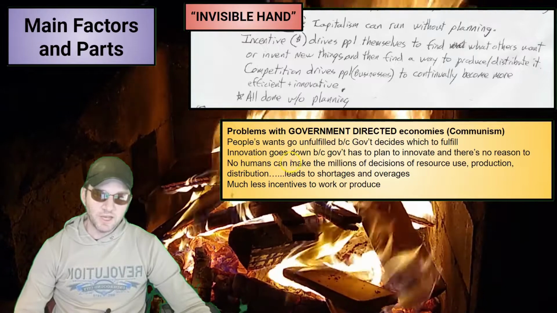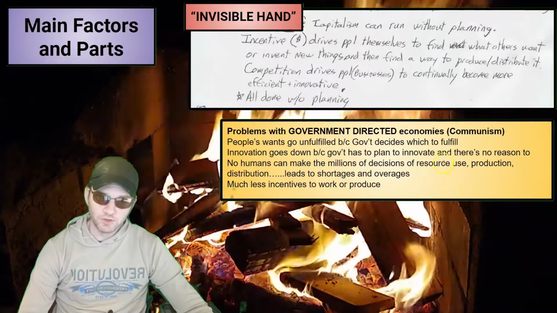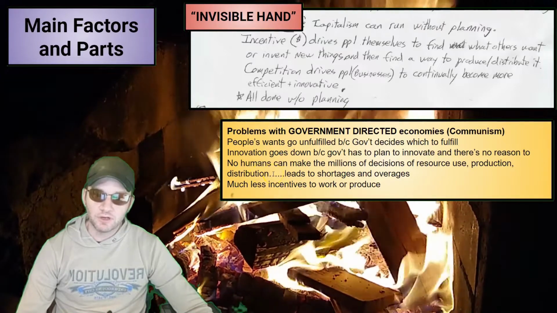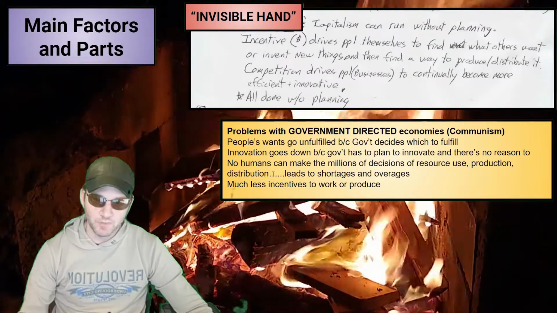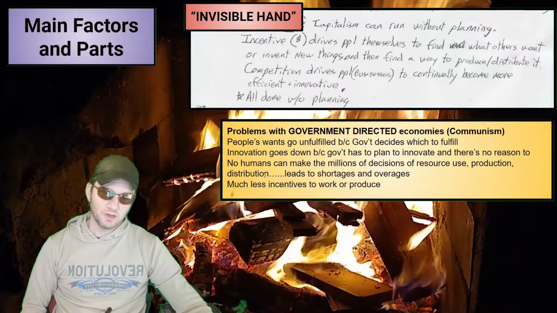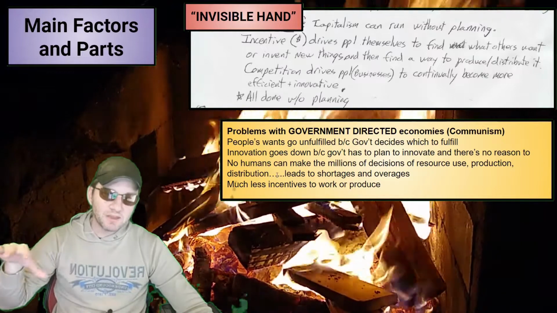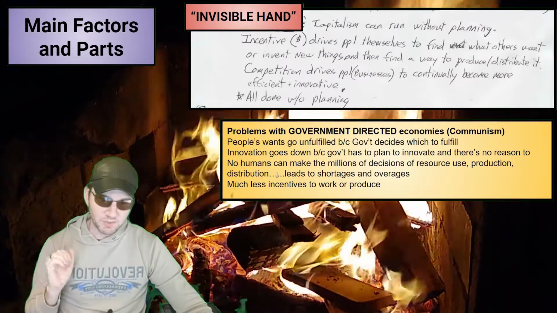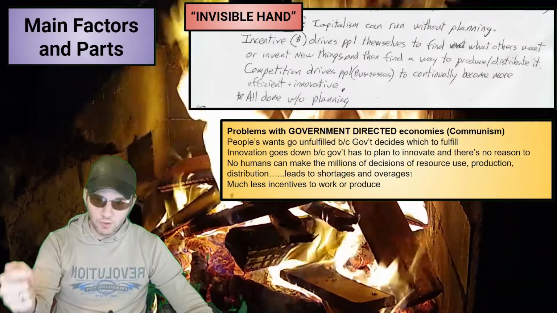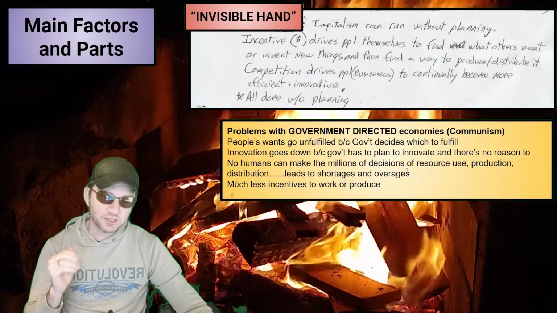In order to run any economy, there are millions of decisions, millions of resource use decisions, production use, where to distribute, when to distribute. Billions of economic decisions are made every single day in the United States. Billions upon billions. No group of humans can do it efficiently. And when a little group of humans tries to make the major decisions in a country and run the economy, like under a communist government, it always leads to shortages, overages, people don't get what they want, they don't get what they need, inefficiencies in creating things. Humans cannot run an economy.